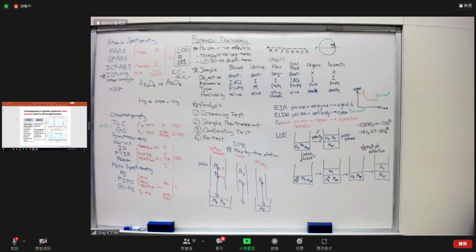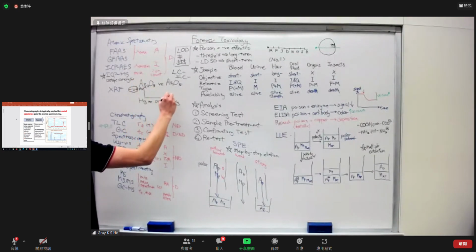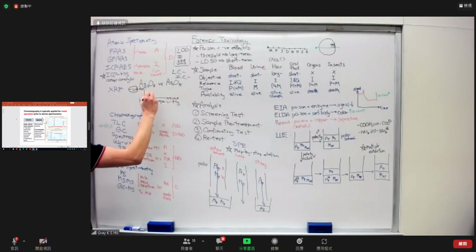For example, if you are measuring arsenic species, maybe you are using the IC, and the IC that you are using has a negative charge, so it is a negative IC. The chromatogram that you may achieve is arsenic versus time. Basically you will see 2 peaks. The first peak will be arsenic 3 oxide, and the second peak will be arsenic 5 oxide.